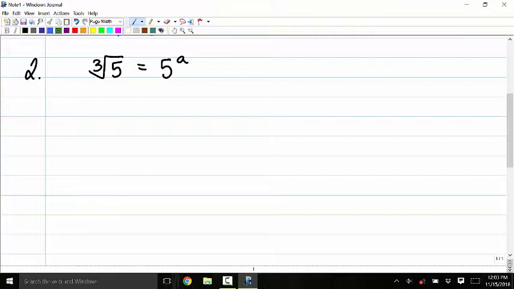All right. On the left-hand side, cubed root of 5, you can rewrite that as 5 to the what power? 1/3. Cubed root of 5 is the same as saying 5 to the 1/3 equals 5 to the a. So what is a equal to? 1/3. Number 3.